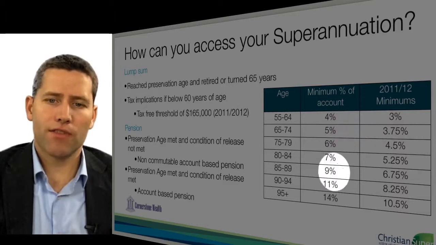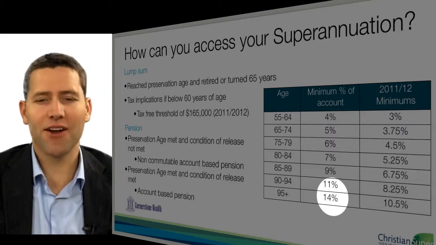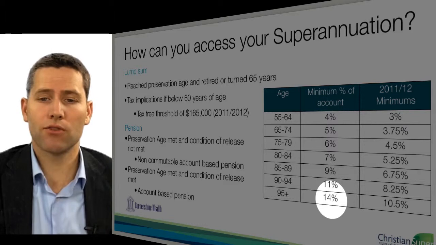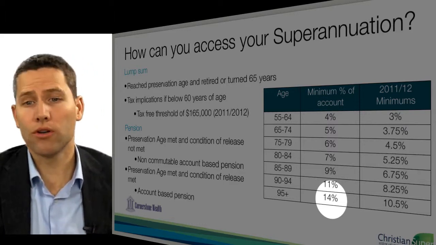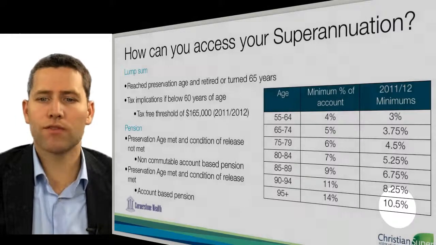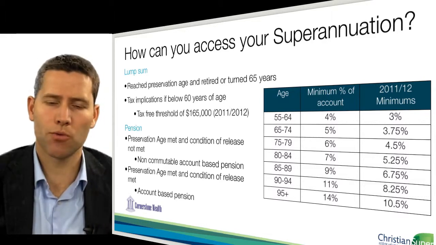the figures for each of the age groups, to the point that if you're over 95 years of age, then you have to withdraw 14% of the balance of your pension fund each year. Or this financial year, the 11-12 financial year, 3/4 of that, or 10.5%. So that's how you can access your superannuation money.